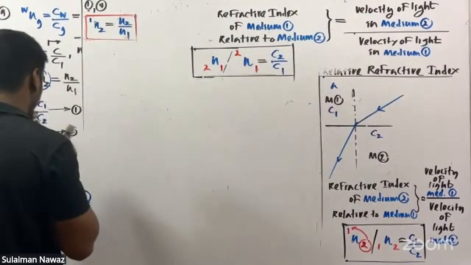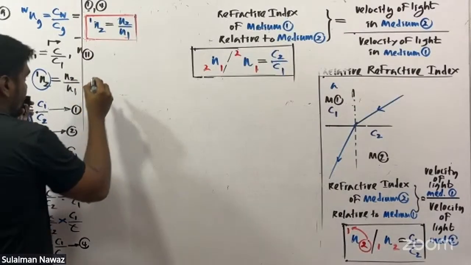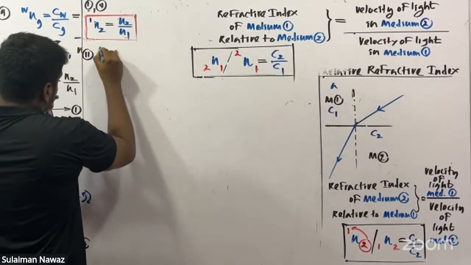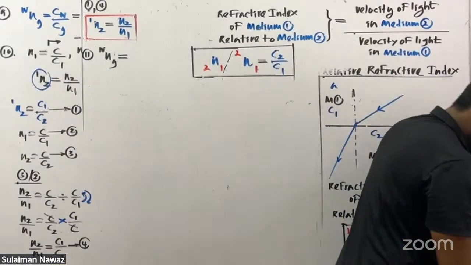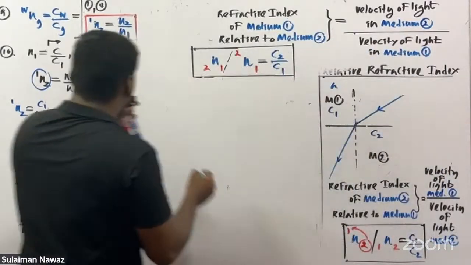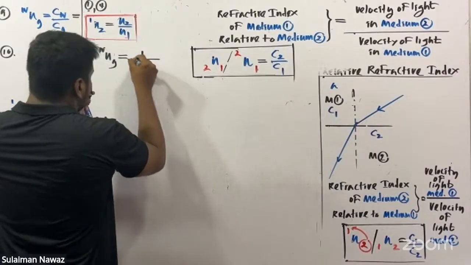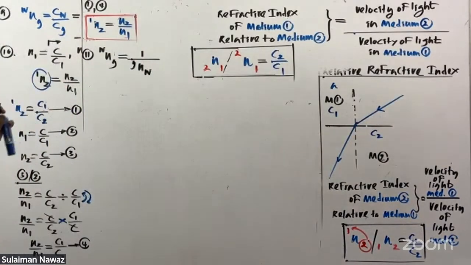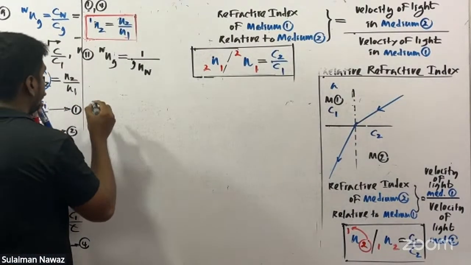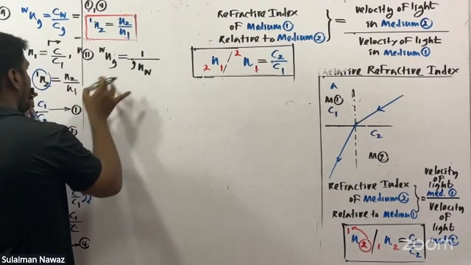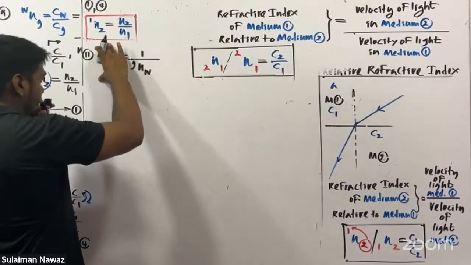You can learn something from every question. Highlight question number 11. They are asking us to show that the refractive index of glass relative to water is always equal to 1 over the refractive index of water relative to glass. We have to show this. Let's show this. You can start from this side or from the other side and come to here. It's up to you.